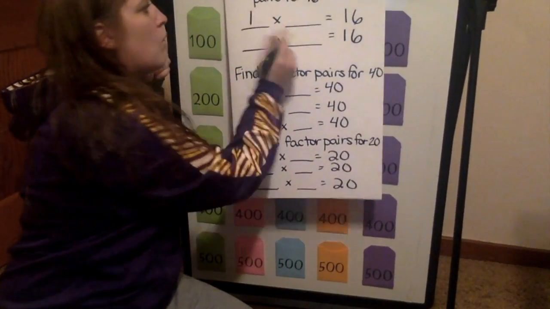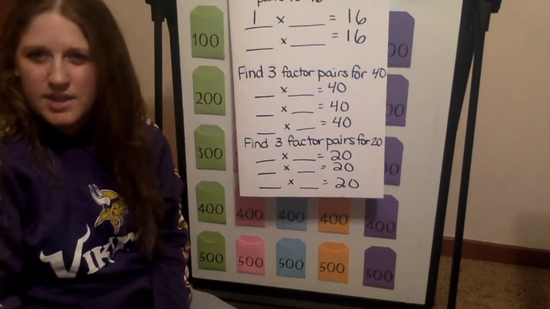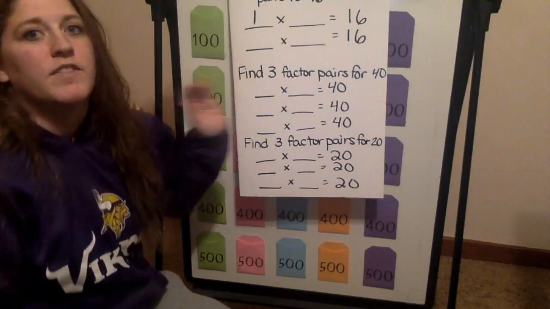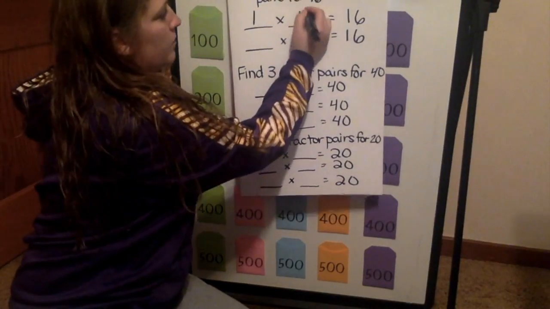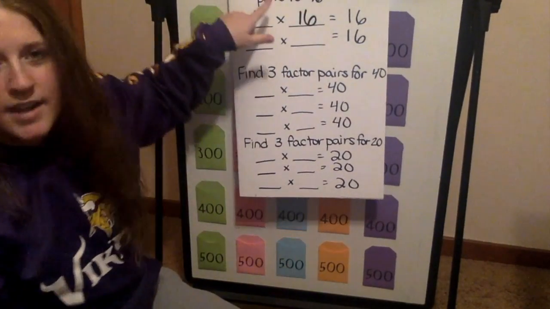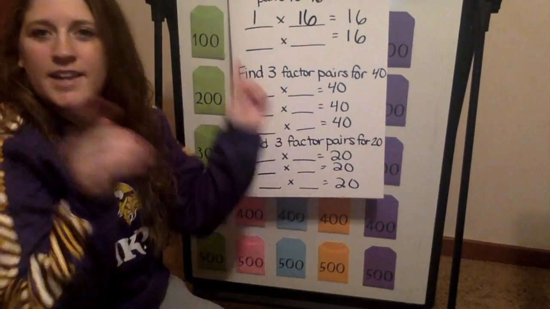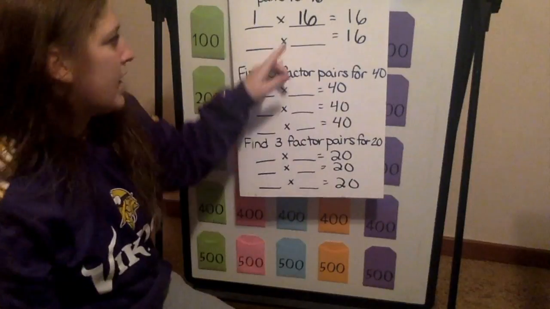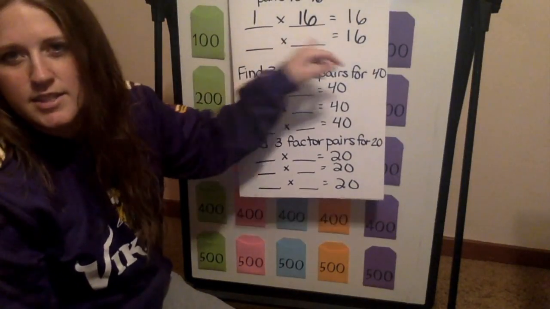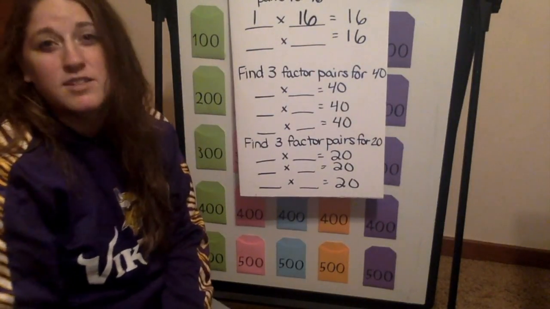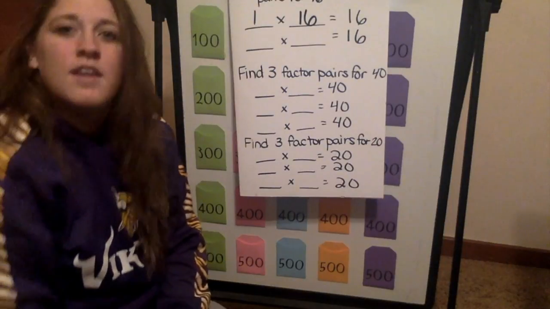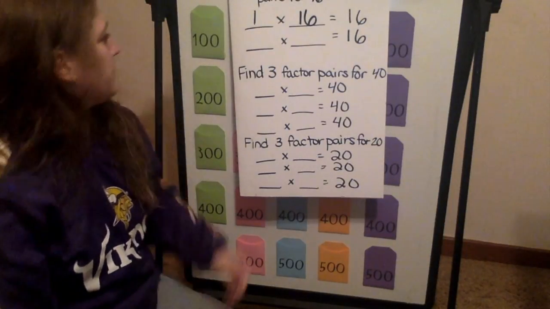1 times what is going to give me 16? I know one group of 16 will give me 16. Now, how it says different in my directions, that means I cannot just flip it and call it good. I can't take 1 times 16, 16 times 1. Challenge yourself a little bit, see if you can find something else that I can get to 16 with.